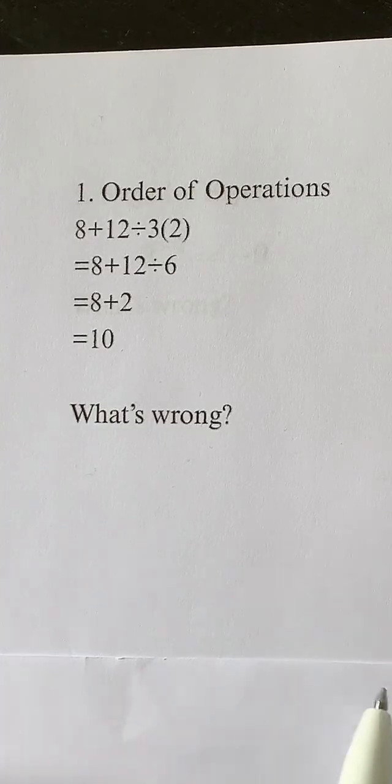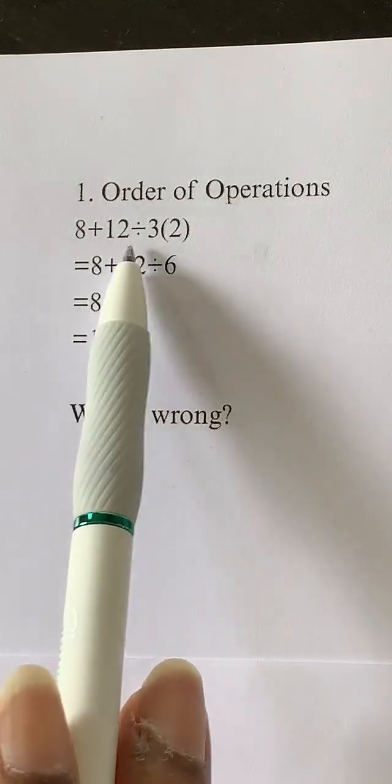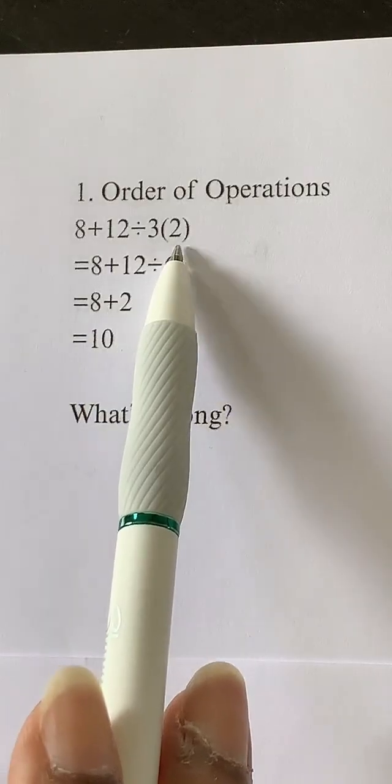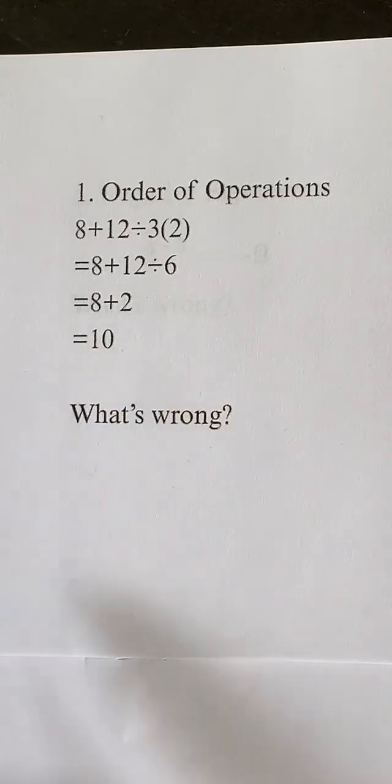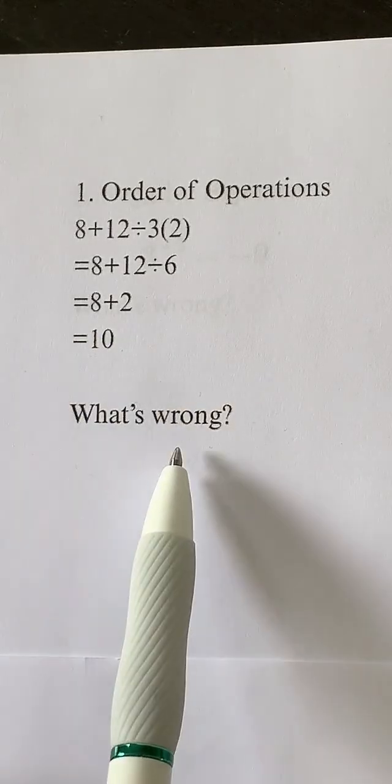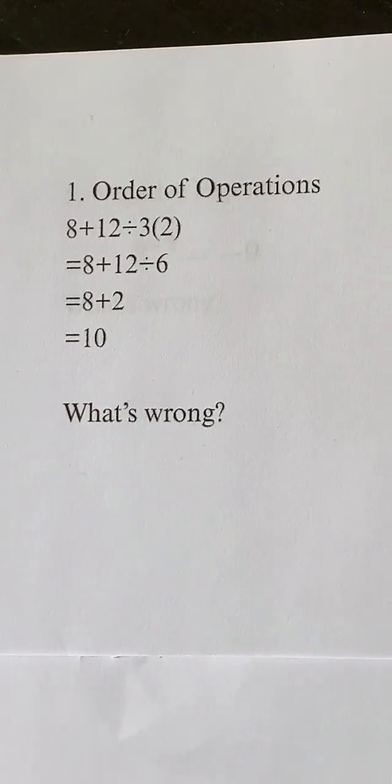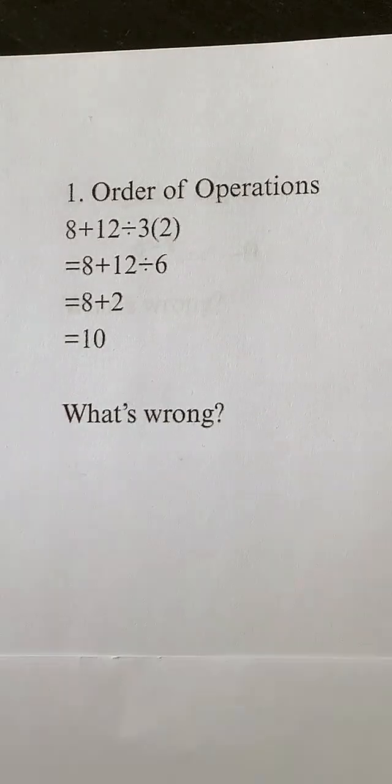So we're looking at order of operations for number one, and we have 8 plus 12 divided by 3 times 2. And this person got an answer of 10, and we want to know what's wrong. So in the chat, you can either use emojis, or you can write it all out, whatever you feel like. But if you can identify what went wrong, go ahead and put that down into the chat. All right, thank you so much for everyone joining in.